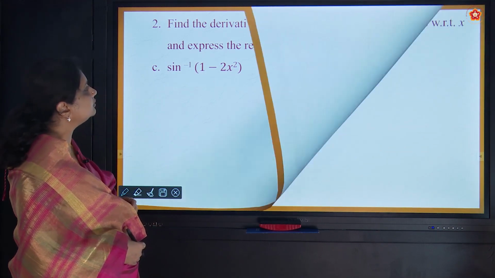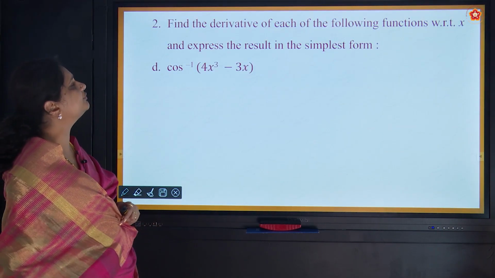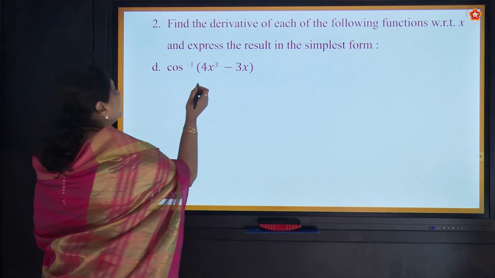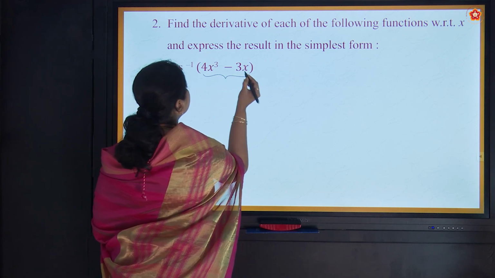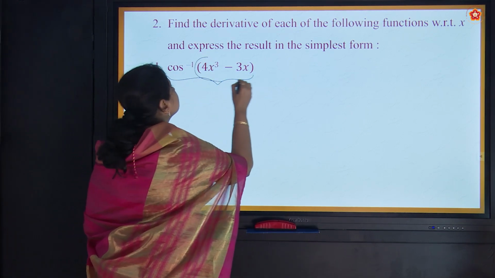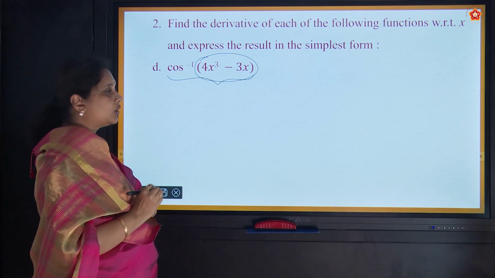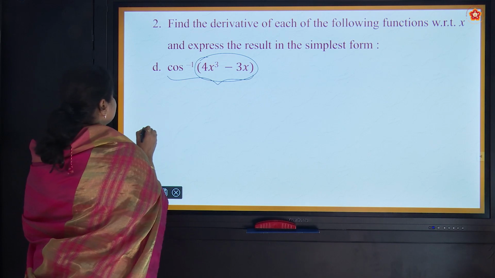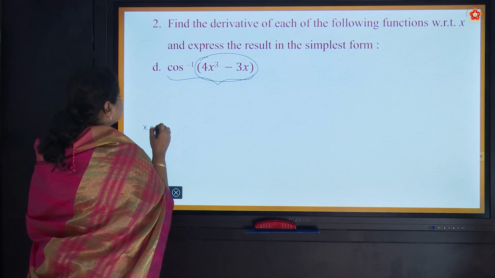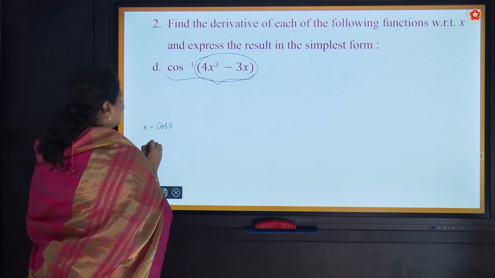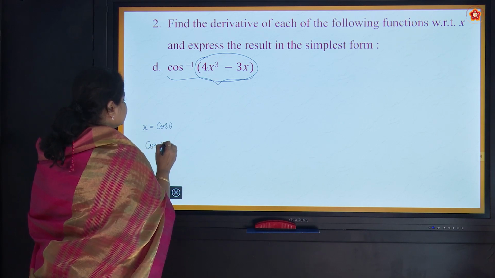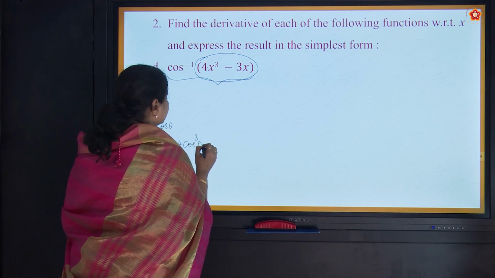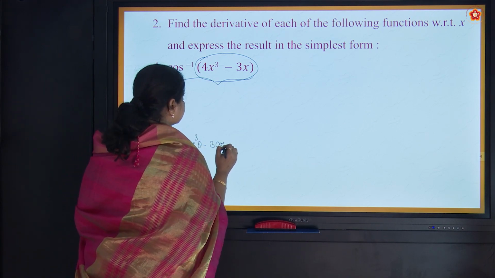So we are going to move on. Find the derivative of each of the following with respect to x and express the result in the simplest form. Now, if you observe this keenly, will we be able to convert this into cos of something so that cos inverse and cos get nullified? Yes, we can. Looking at it, I can substitute x is equal to cos theta because I have cos 3 theta is equal to 4 cos cube theta minus 3 cos theta.